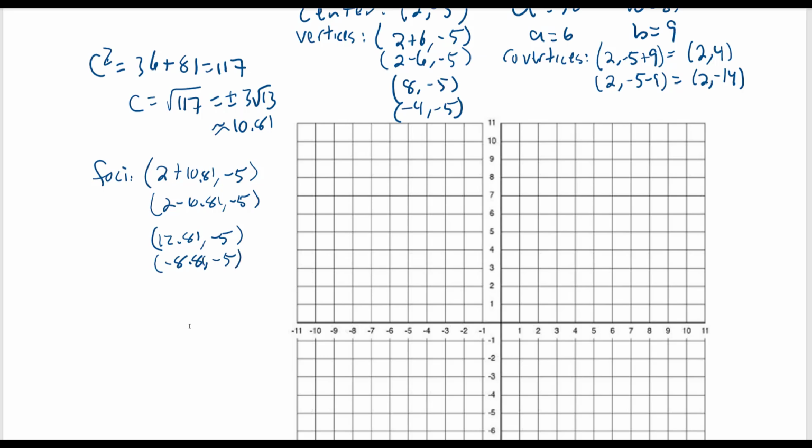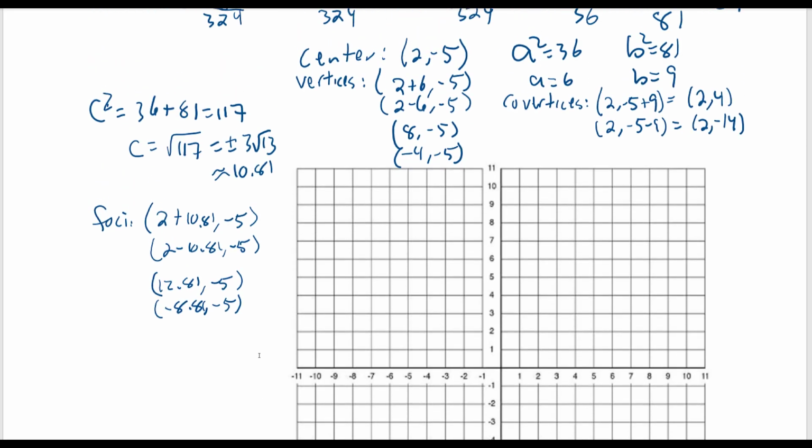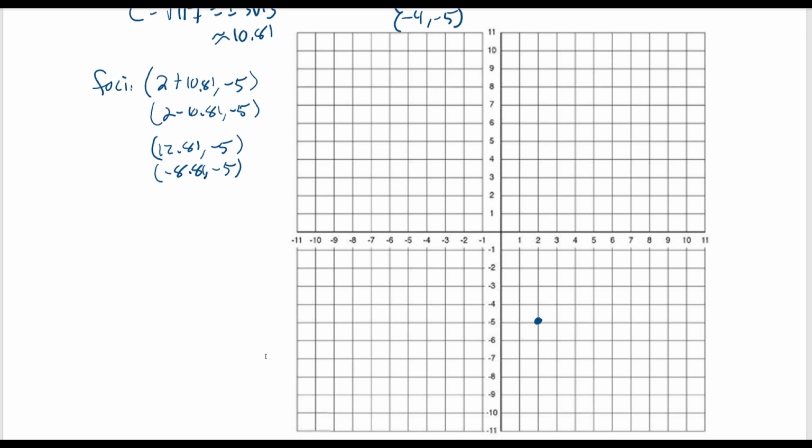Okay, so let's put this together. We said the center was at (2, negative 5), so right about here. And then we're told our vertices are going to be at (8, negative 5) and (negative 4, negative 5). So (8, negative 5) is here. (Negative 4, negative 5) is here. Our foci are going to be a little further out. So that's 10.81. Hey, this goes to 11. That's really handy. Foci, vertex, and it was negative 8.81.